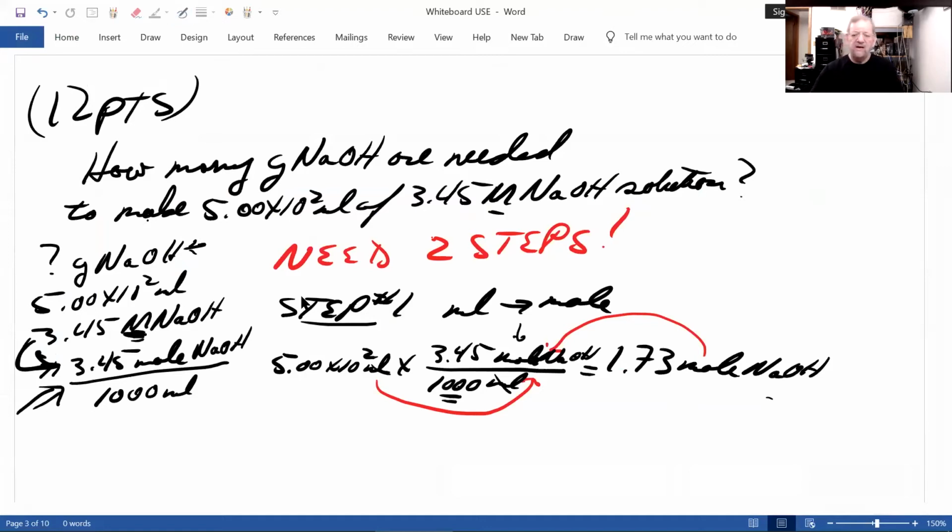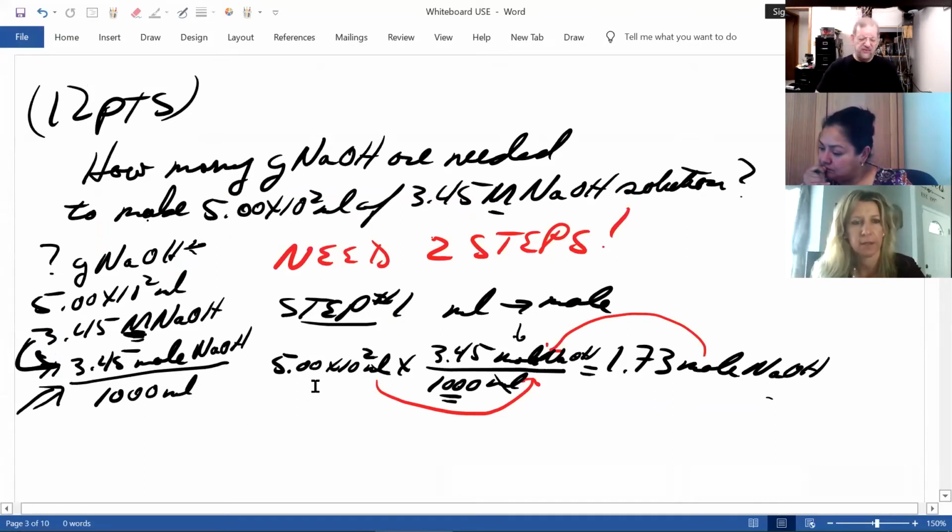Dr. White, are you rounding to 3 significant figures based upon the 3.45 moles of NaOH? Here's how I do this. Notice 5.00, 3 significant figures. 3.45, 3 significant figures. 1,000 is an exact number. When you multiply and divide, you get the same number of significant figures in your answer as the number that you're multiplying or dividing that has the fewest. So the 1,000 plays no role. Therefore, that's how I got 3 significant figures. Does that help?